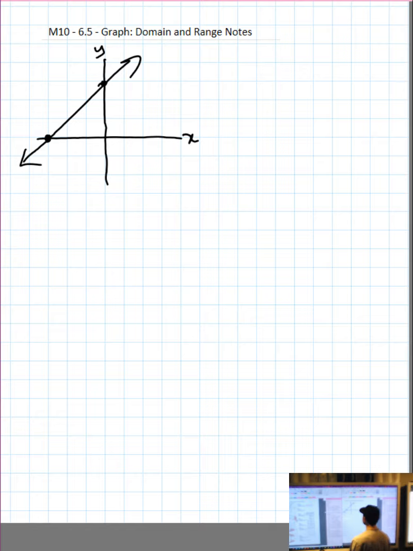And the domain, you can say domain or just d colon. And then you can do it on the number line and just shade the whole number line. But let's do set notation and interval notation. So we know that x can be all real numbers because it goes in both directions.